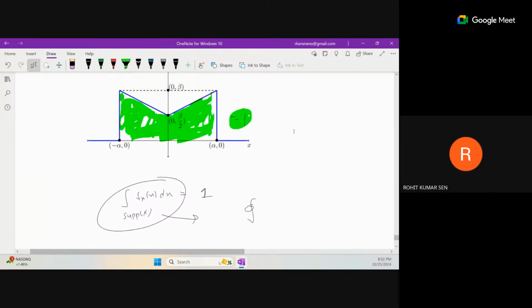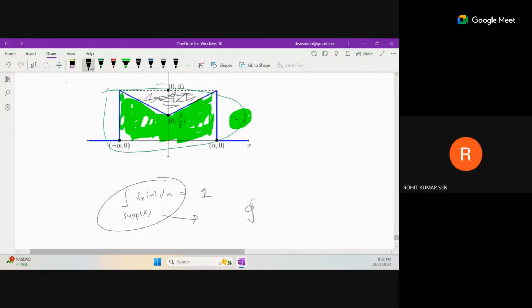Okay, so how can I find the area? I know that this area is going to be equal to 1. So I will try to find the area of this total box, first the area of the rectangle. Then I will subtract the area of a triangle from the rectangle, and it will be equal to 1, because that is my shaded region. Okay, so this is my approach.